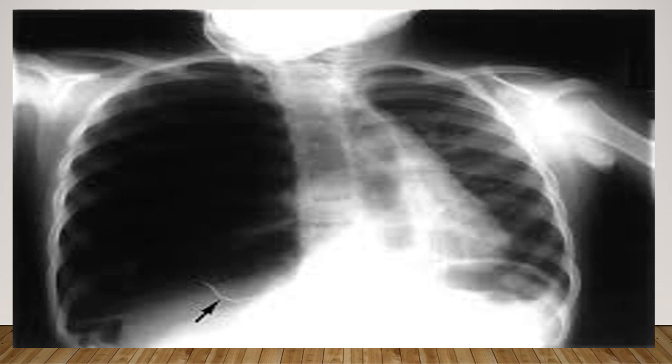So this is the picture of tension pneumothorax. You can clearly appreciate that the trachea is deviating towards the unaffected lung.